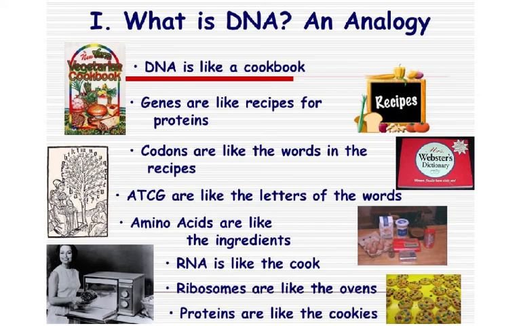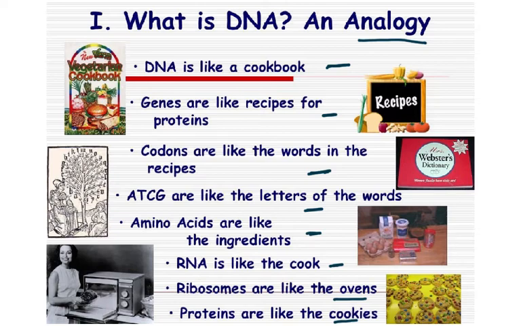Now another very nice analogy. Analogy means a comparison. So DNA is like a cookbook. Genes are like recipes for proteins. Codons are like the words in the recipe. A, T, C, G are like the letters of the words. Amino acids are like the ingredients. RNA is like the cook. Ribosomes are like the ovens, and proteins are like the cookies. So just an analogy for you to compare what are we talking about.